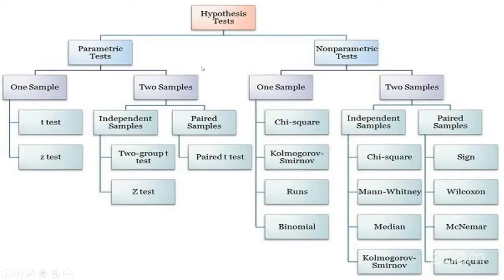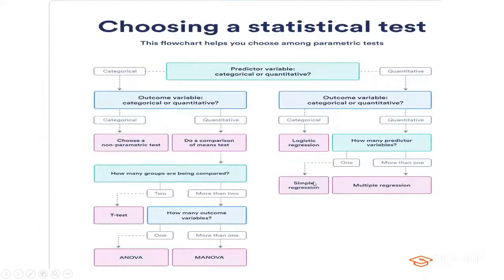And in the non-parametric test, we can identify the samples in terms of one sample and two samples. If there is only one sample in the experiment, we will be performing chi-square, Kolmogorov-Smirnov, runs, and binomial tests. And if there are two samples, we will be performing chi-square for the independent samples, and median and Kolmogorov-Smirnov. And for the paired samples, we will be calculating the sign, Wilcoxon, McNemar, or chi-square test.